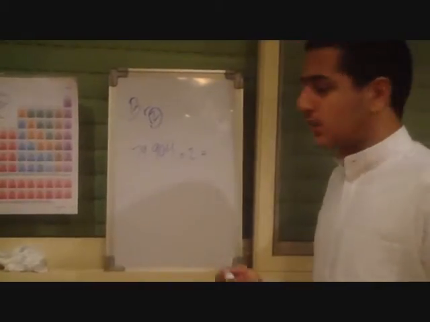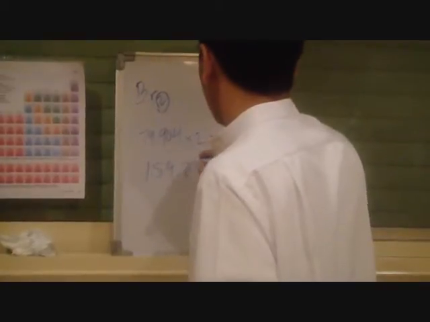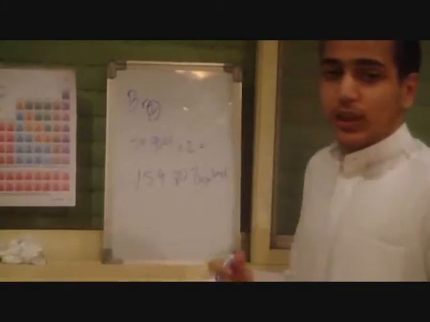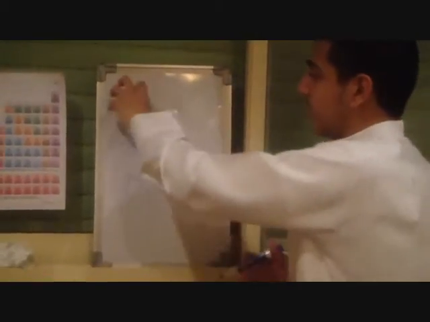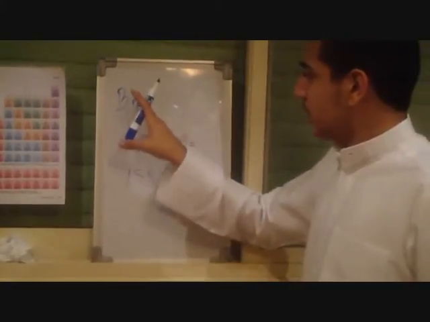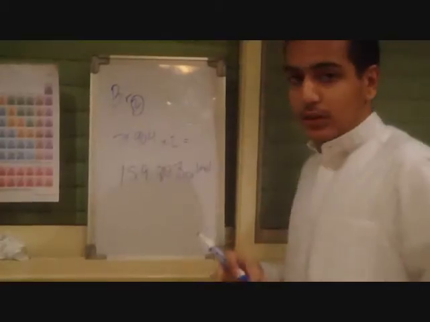Then you find the answer, which is a total of 159.808 grams per mole. So what I did here is I found the molar mass of bromine and multiplied by the subscript, and it gives you the molar mass of this diatomic molecule.